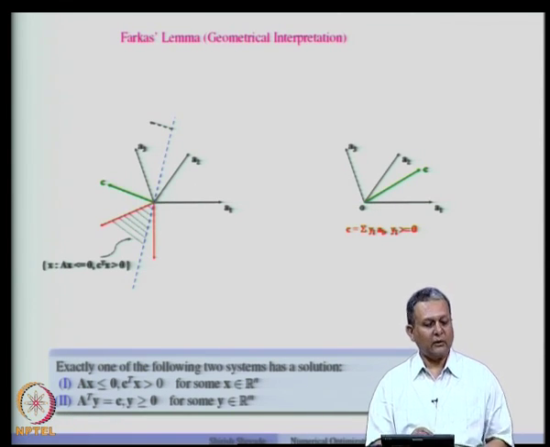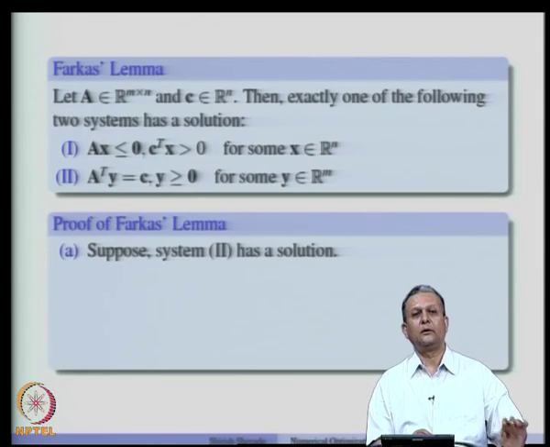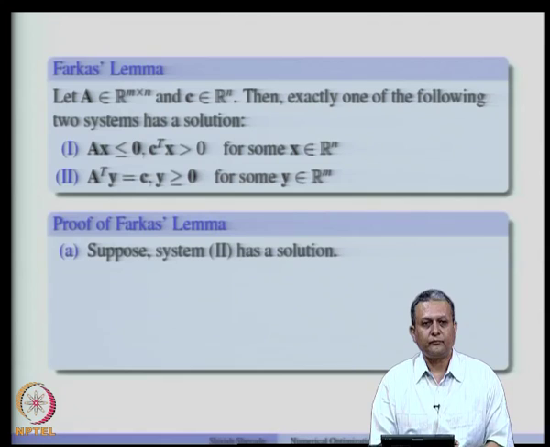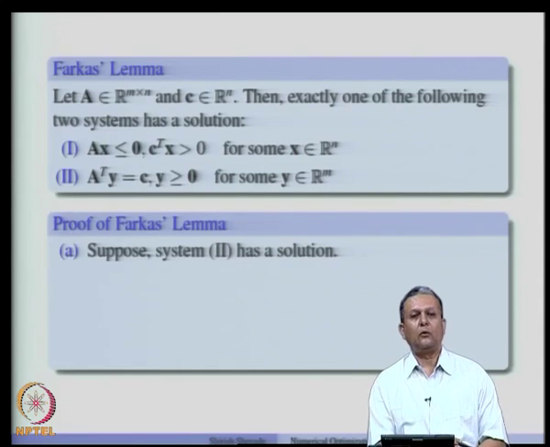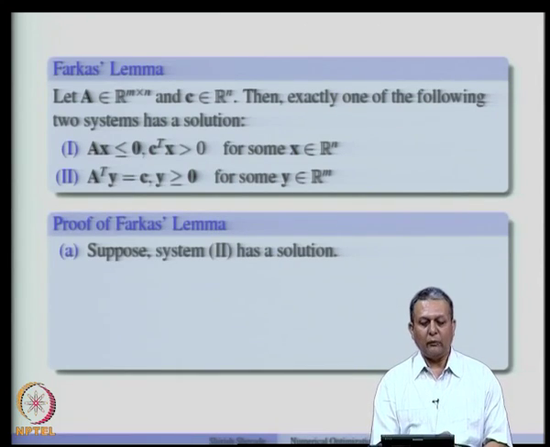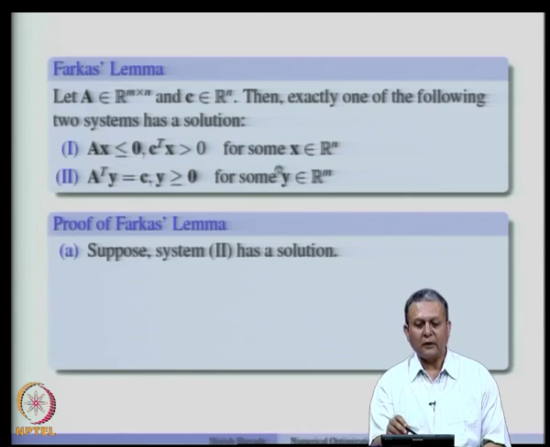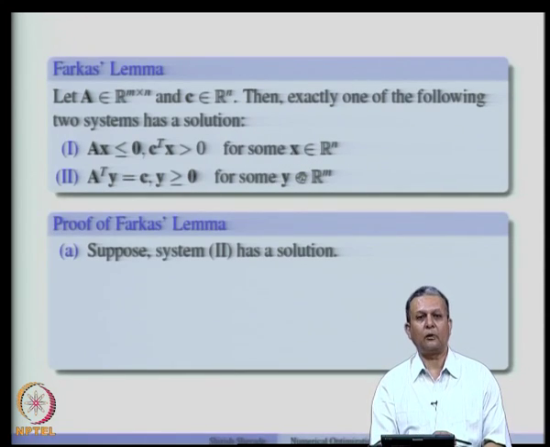So, this is a very important lemma, and we are now going to see the proof of this lemma. Okay. Now, what we have to show is that exactly one of the two systems given here has a solution, and not both. So, suppose system 2 has a solution, then we have to show that system 1 does not have a solution, and suppose system 2 does not have a solution, then we have to show that system 1 has a solution.